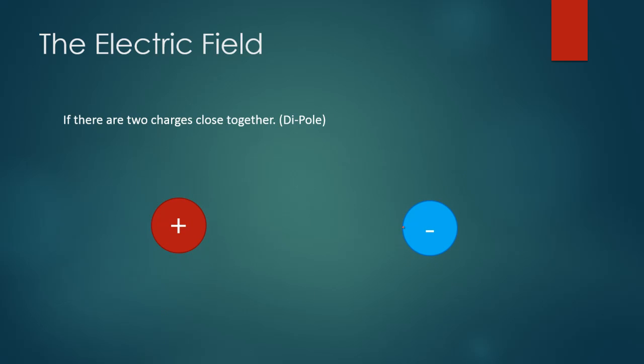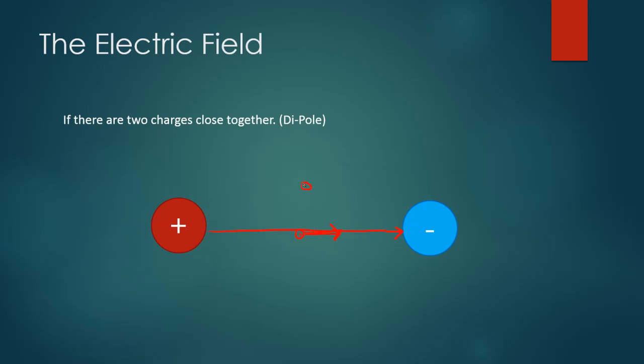Now, if I have them close together, so let's say I have a positive and a negative close together, these are what's called a dipole. And if I were to place a positive charge here in the center, it would be repelled by the positive charge, but it'll also be attracted by the negative charge. So it will, in essence, move to the negative charge still. So it's going to move in this direction. It's going to leave the positive charge and travel to the negative charge.